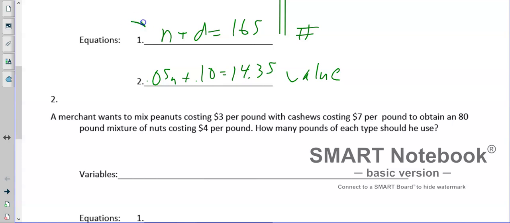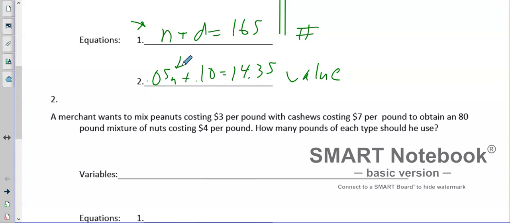Now, if you think back to algebra and algebra 2, there's two ways to solve these problems. I can take this first equation and solve for either N or D by simply moving the other letter over. Very easy. So N would be 165 minus D. And then you would plug that in right here. It's called the substitution method. In these problems, I prefer to use elimination.